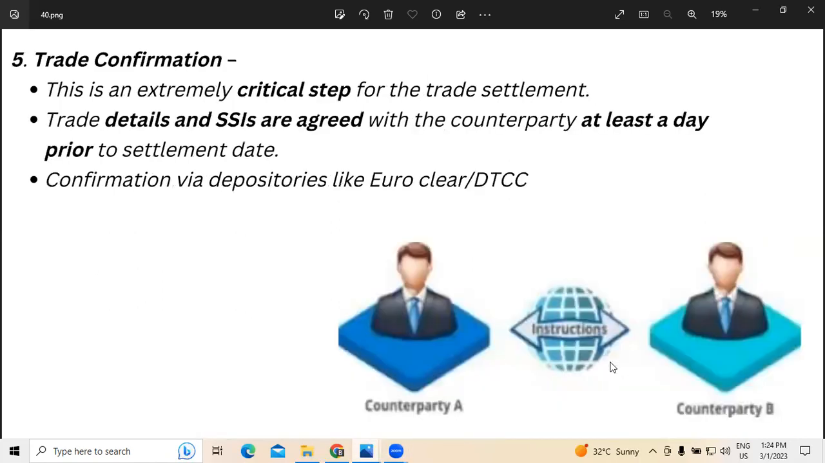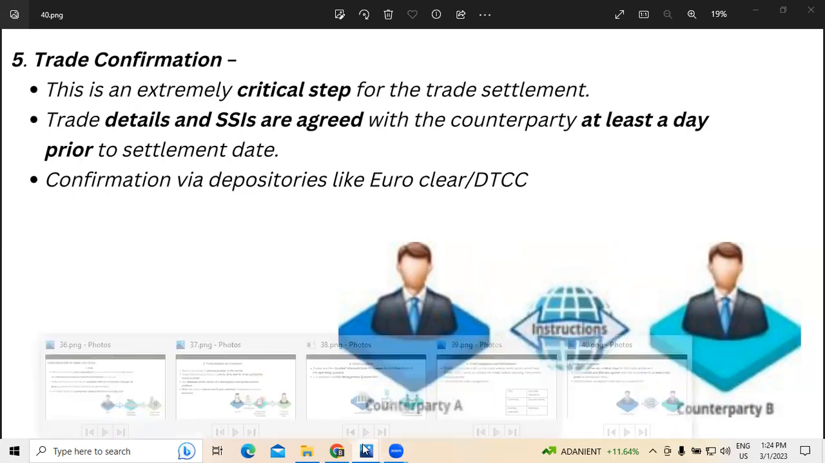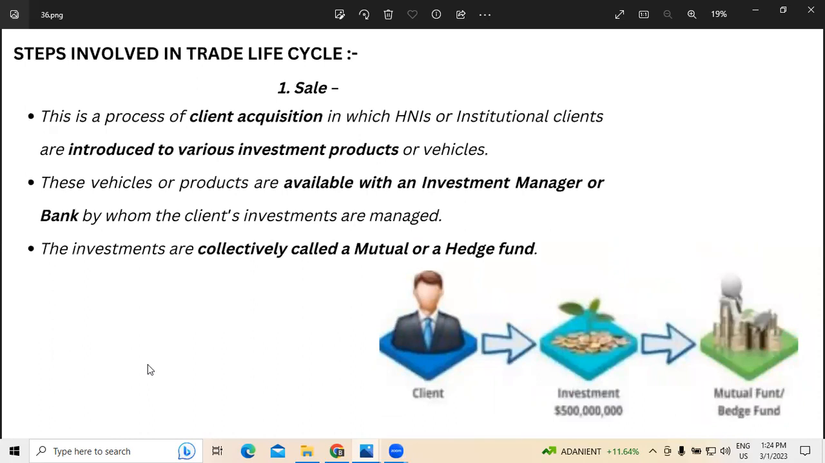Finally, we have trade confirmation, which is an extremely critical step for trade settlement, where the trade details and SSIs are agreed with the counterparty at least a day prior to the settlement date. Based on that, confirmation via depositories like Euroclear, DTCC and others takes place. This is generally the complete understanding of the trade life cycle that happens in any financial institution, irrespective of the institution it belongs to.